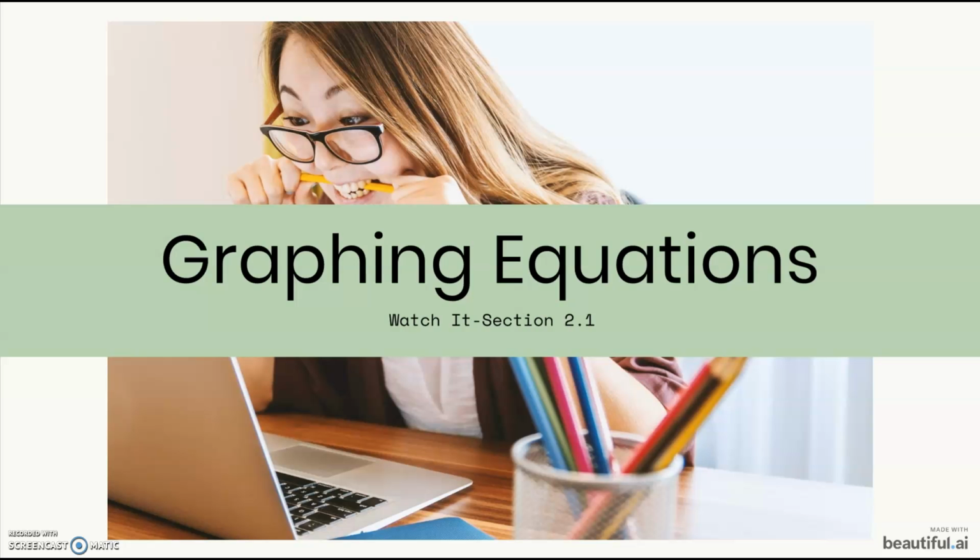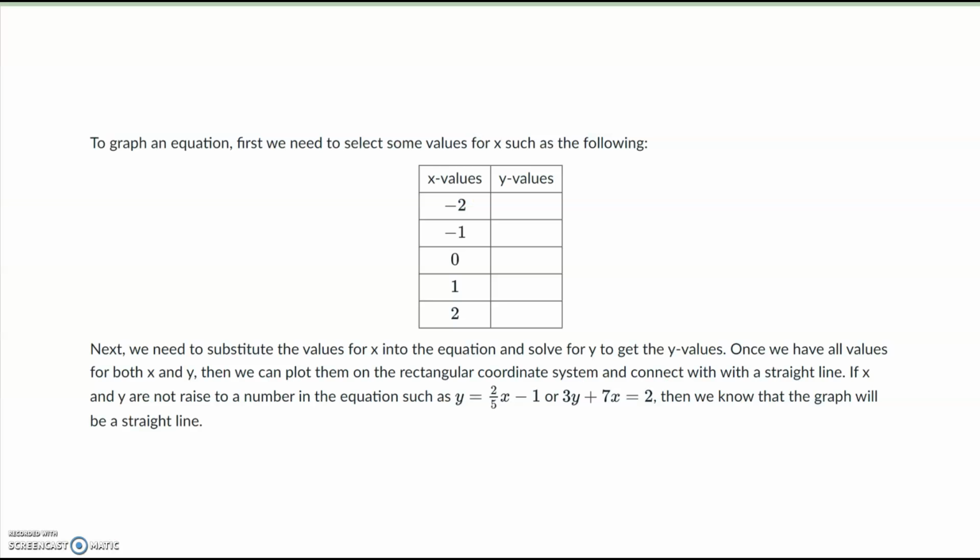Alright, let's take a look at graphing equations. So the first thing that I usually start off with, I pick 5 points for the x values. So I usually pick -2, -1, 0, 1, and 2. Now you can pick other x values if you want to, but these are the points that I usually stick with.